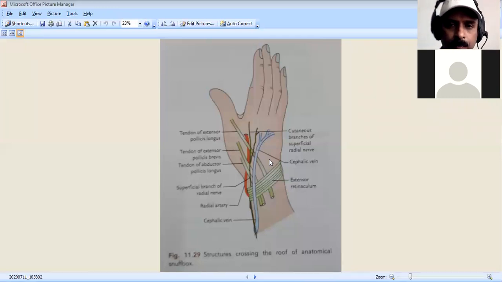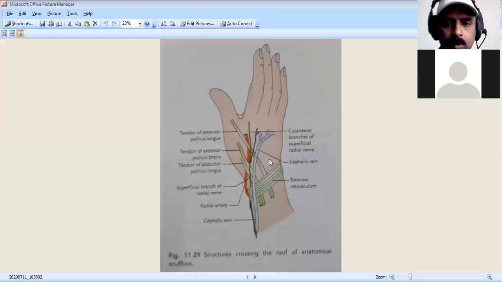Then next comes the floor. Deeper to this, where we palpate, we get the scaphoid bone, and deeper still we have the lunate. So the scaphoid on the deepest part forms the floor.